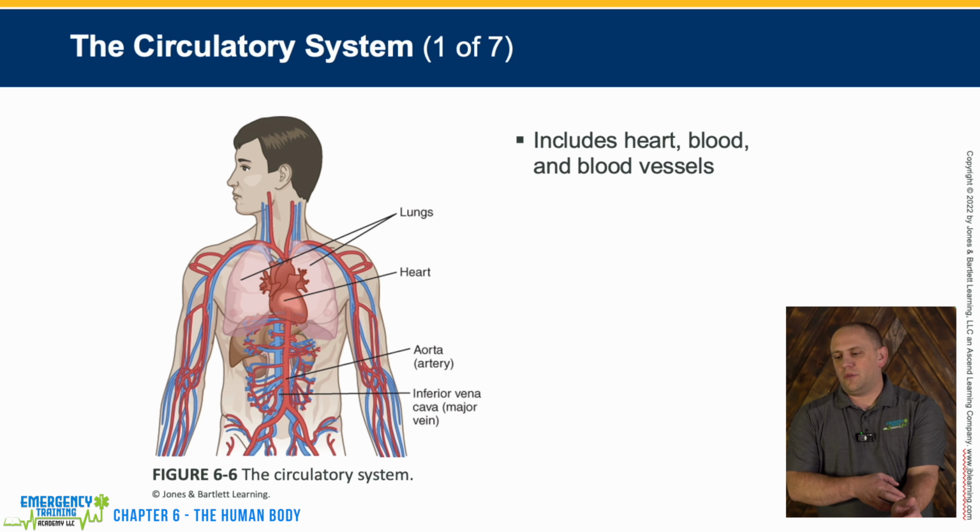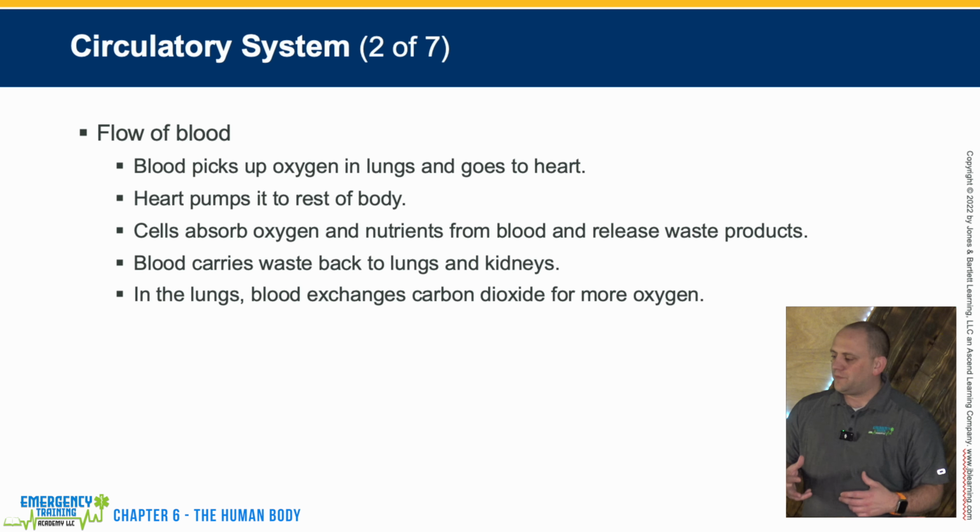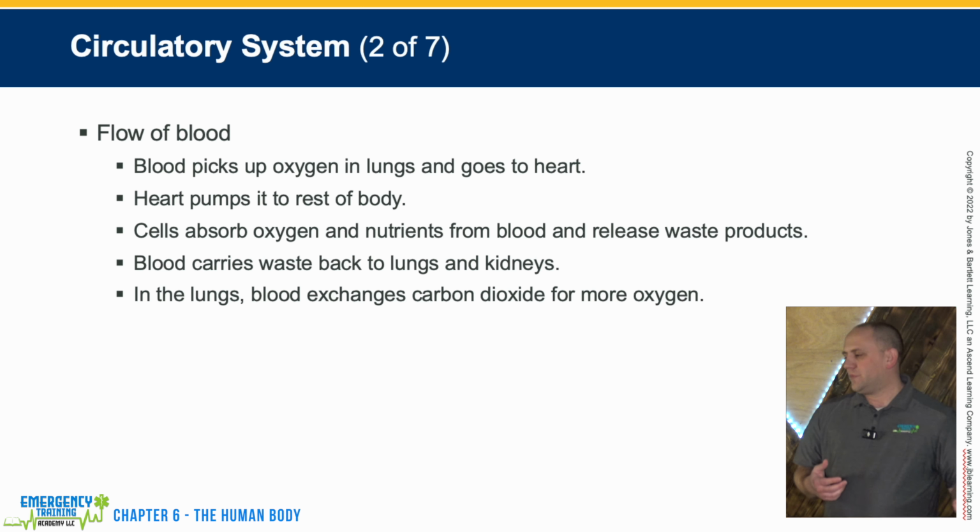Now we're going to talk about the circulatory system. The circulatory system is our heart and our blood vessels that pump the blood around and around. So the blood picks up oxygen in the lungs, goes to the heart, which pumps that blood through the rest of the body. The cells absorb the oxygen and the nutrients that they need as the blood is circulating. They hand off the waste products from cellular respiration back to the blood, and then that blood circulates back to the lungs, carries that waste back, and it's either taken to our lungs or our kidneys for the waste to be excreted. And then carbon dioxide changes for more oxygen, and the system continues round and round again.